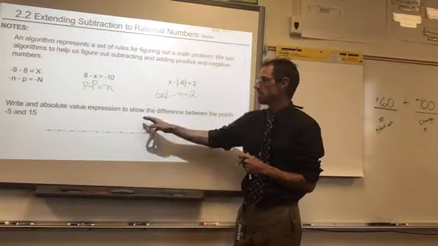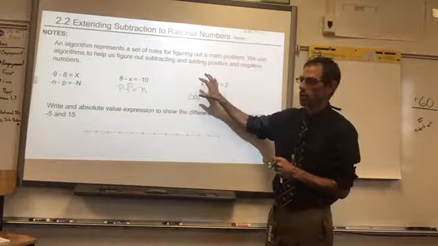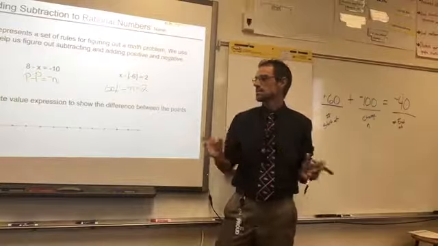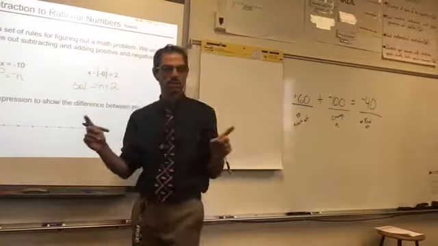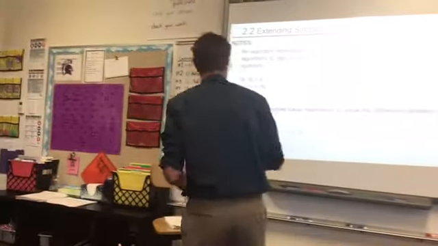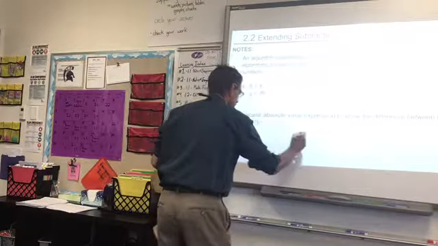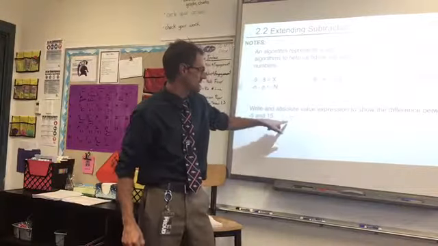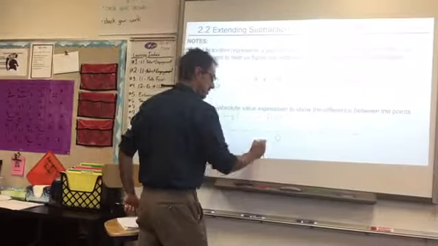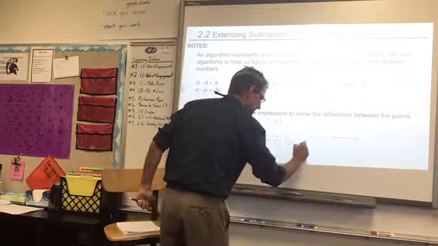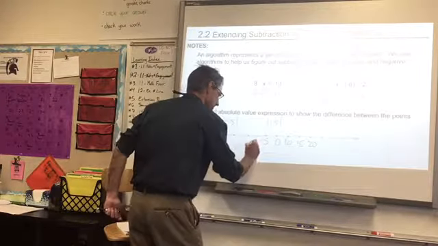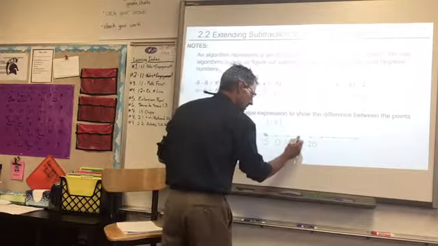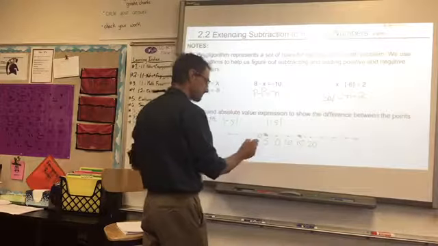Okay. Write an absolute value expression. So we're going to work more on this today. Right now, the absolute value expression is to show the difference between the points 5 and 15. What does absolute value mean? The distance from 0. So basically, I want to show you what this is. This means this is a value of 15 from 0. This is a value of 5. So if I put 0 here and I say that's negative 5, 10, 15, 20. Here's negative 10. I plot my points. Negative 5 is here. Negative 15 is there.